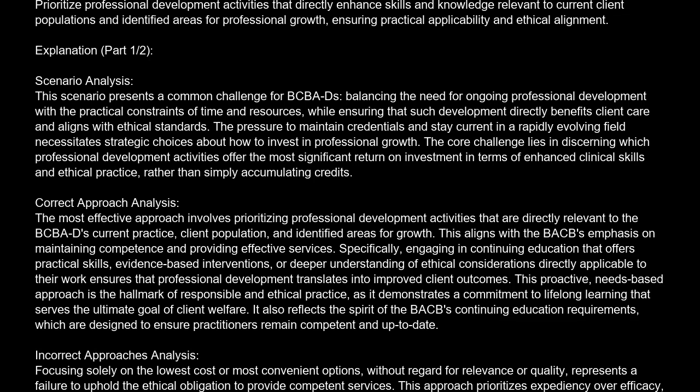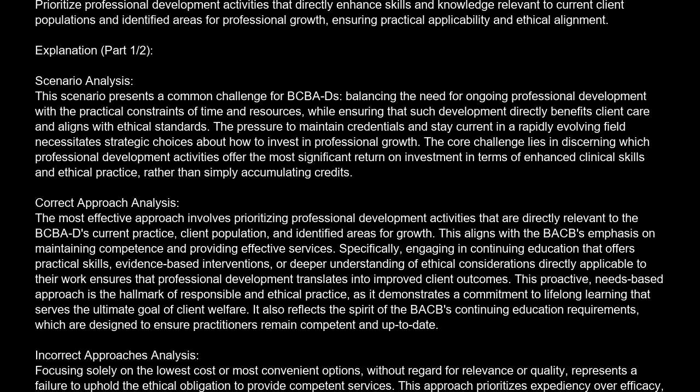The correct answer is C. Prioritize professional development activities that directly enhance skills and knowledge relevant to current client populations and identified areas for professional growth, ensuring practical applicability and ethical alignment.